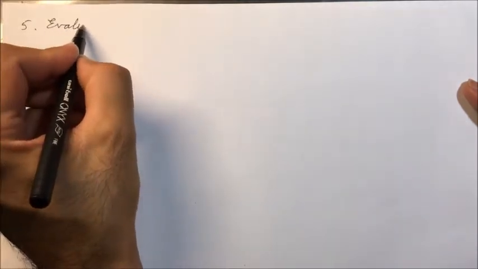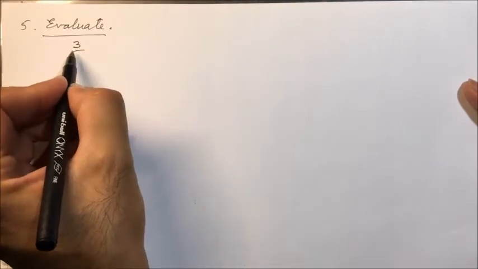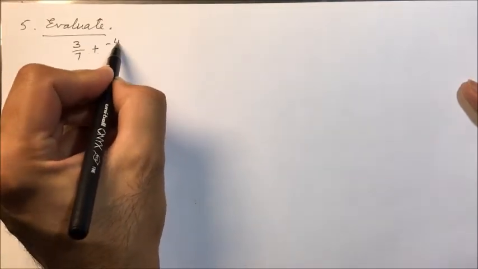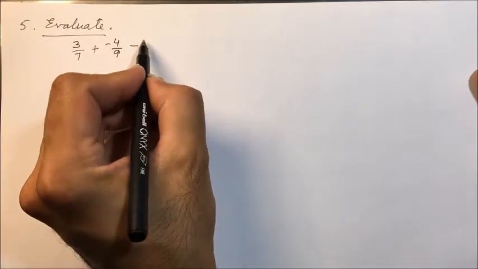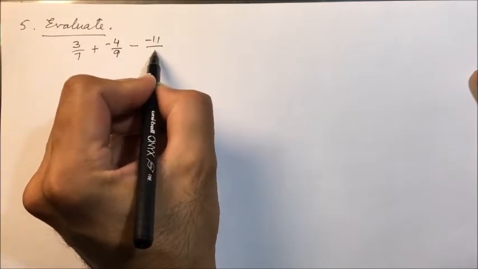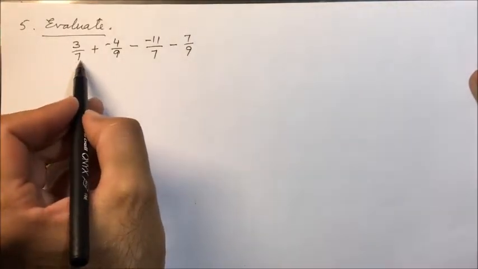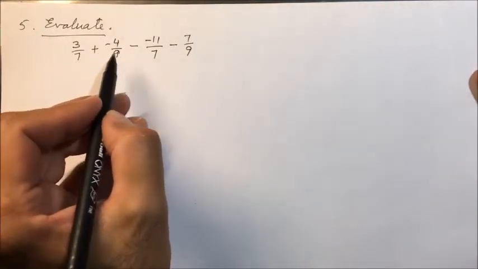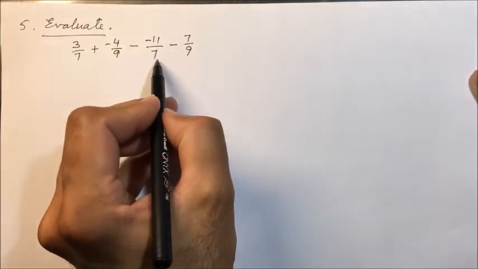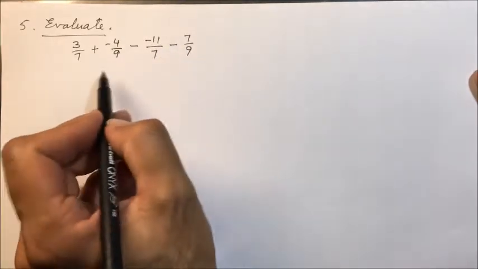Now we'll be discussing fifth. Question fifth was evaluate. It was given 3 by 7 plus minus 4 upon 9, minus of minus 11 upon 7, minus 7 upon 9. So this was the question, 3 upon 7 plus minus 4 upon 9, minus minus 11 upon 7, minus of 7 upon 9. This we have to solve.